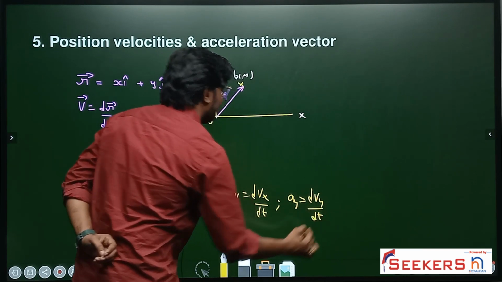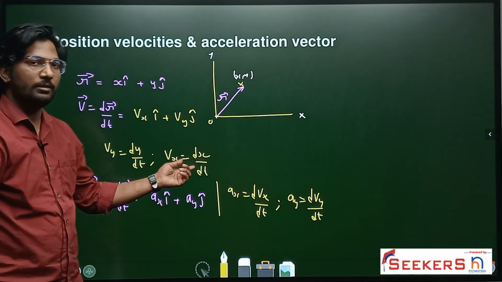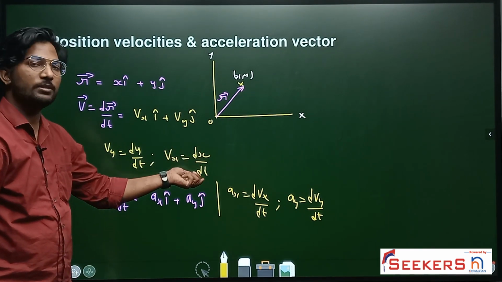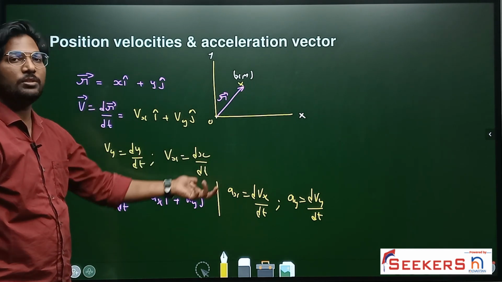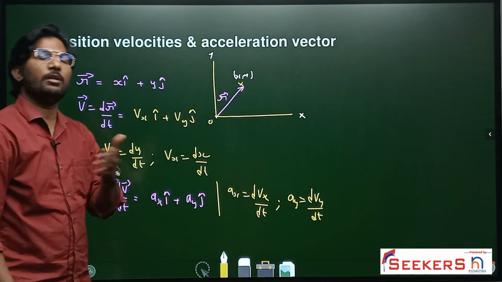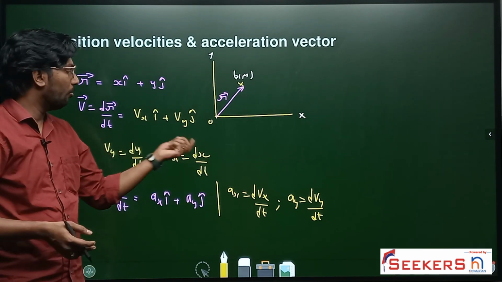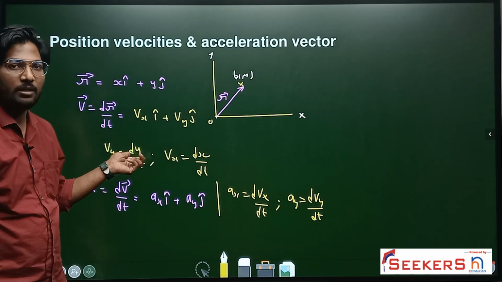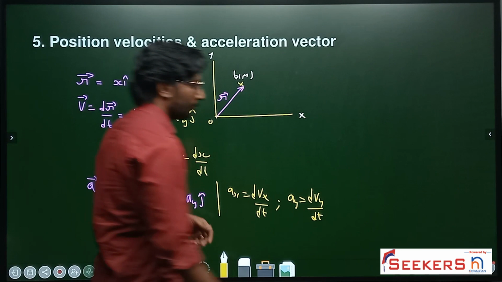dvy by dt. So basically what I am trying to say is, these equations we saw already. Position differentiation, velocity differentiation in the instantaneous motion. Same equations we are applying here, but the only difference is we are applying here separately for each individual direction. One time for x and one time for y in both cases. Okay, so let's see some questions based on this.